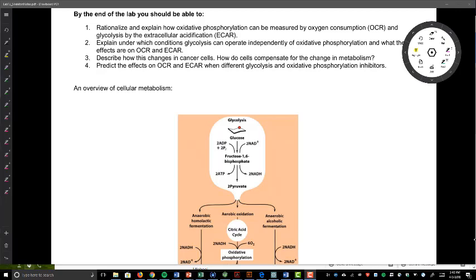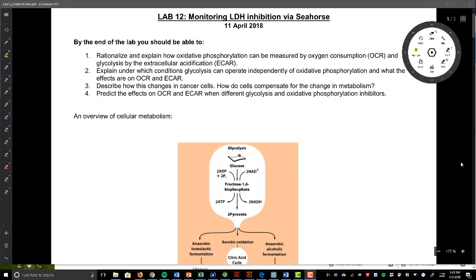Hi everyone. Today we're going to talk about Lab 12, which is using the Seahorse instrument to monitor LDH inhibition. So at this point, you should have already watched the 3 short Agilent videos about the Seahorse, and I just want to tie in the basics of the Seahorse to what we're interested in learning about LDH.